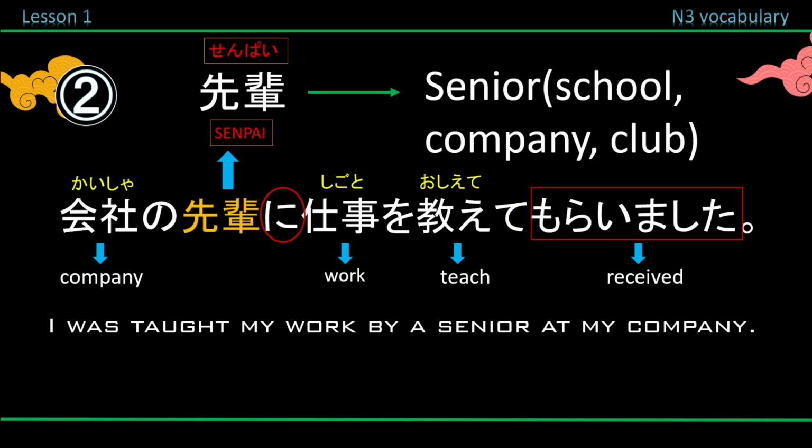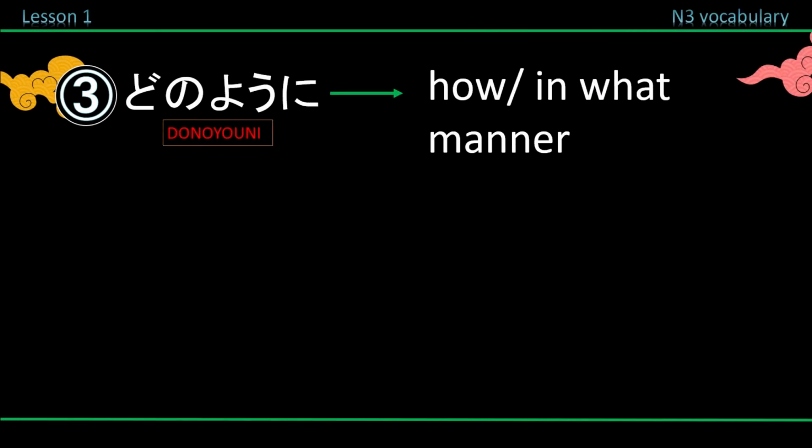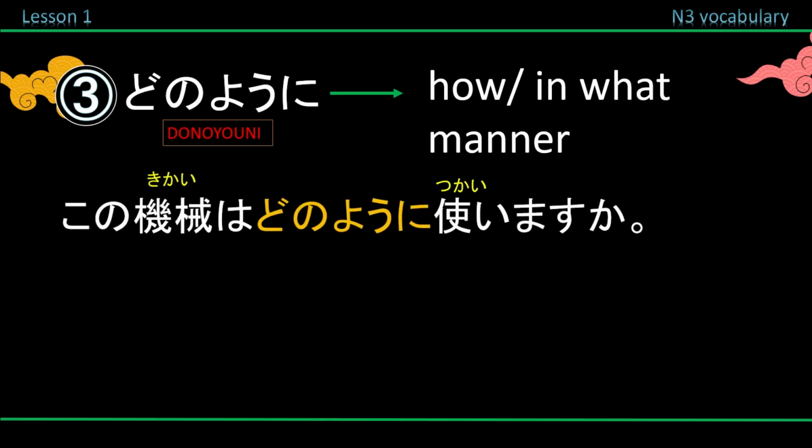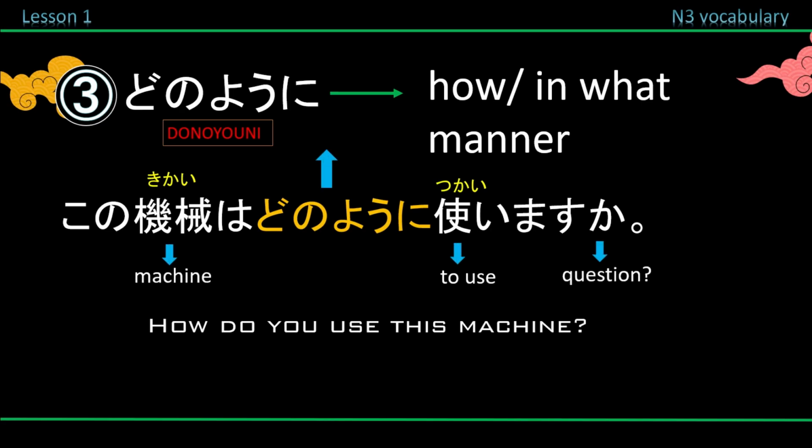Now let's look at the third word. The third word is どのように. It means in what manner, or simply how. Let's see how to use this in a sentence. Here is an example. この機械はどのように使いますか? The English translation is, how do you use this machine? Below, you will find the meaning of words like kikai and tsukaimasu.